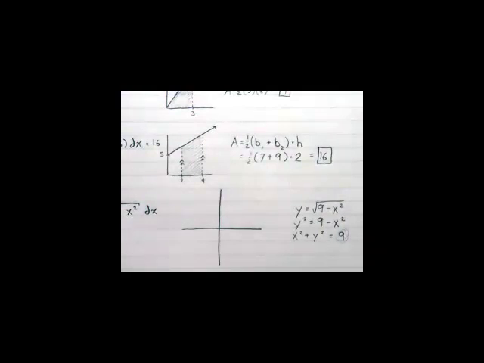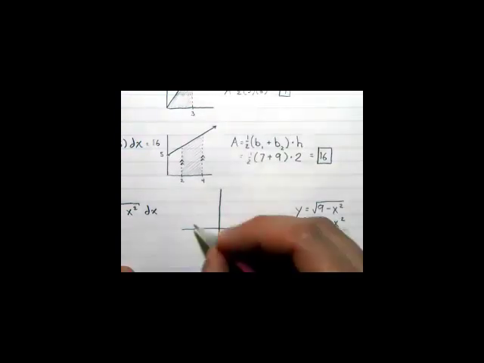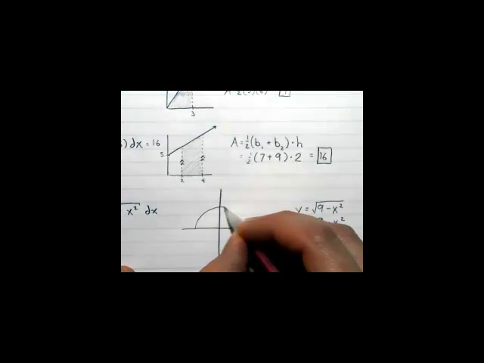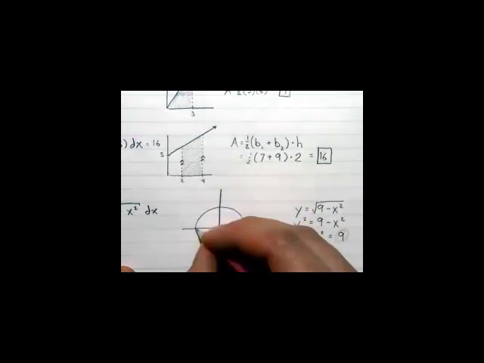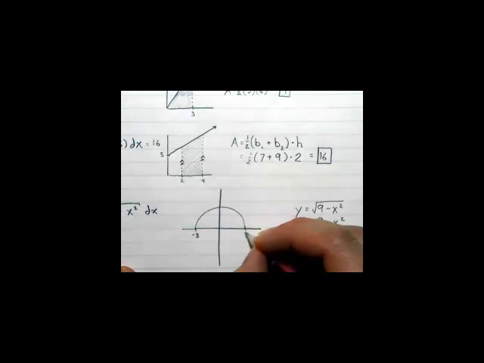Now this square root though, it's not the plus or minus the square root, it's just the square root. Which means it's technically only half the circle. Which half of it is it? It's the top half. Yep. So we're looking at this area.